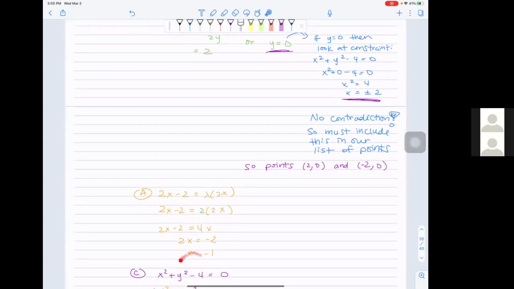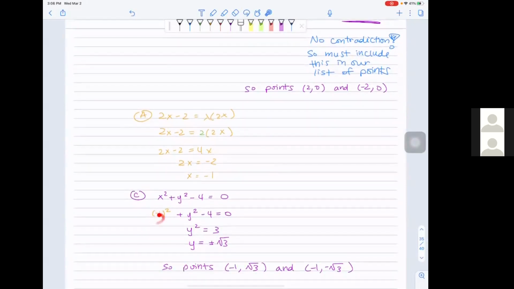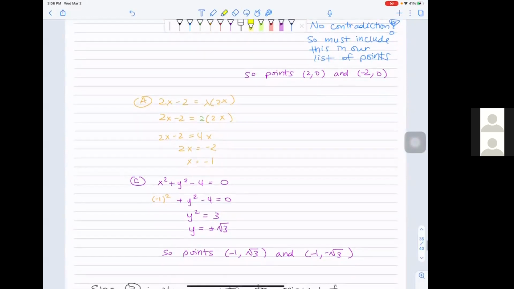Now I have x equals negative 1. So let's plug that into our constraint. If I plug it into our constraint and solve for y, I get y is plus minus the square root of 3. And so from this, we have 2 critical points, negative 1, square root 3, and negative 1, negative square root 3.